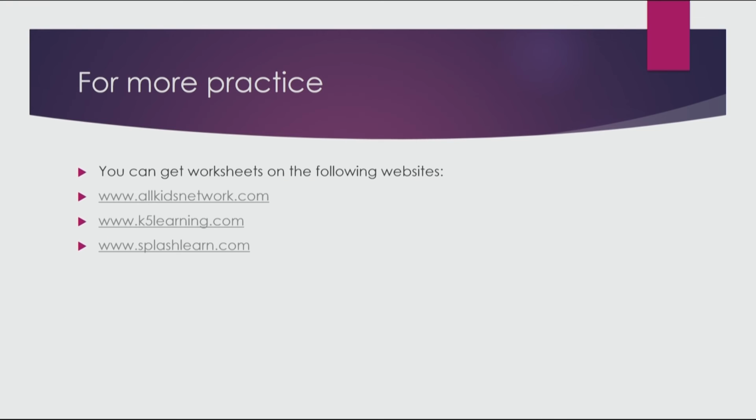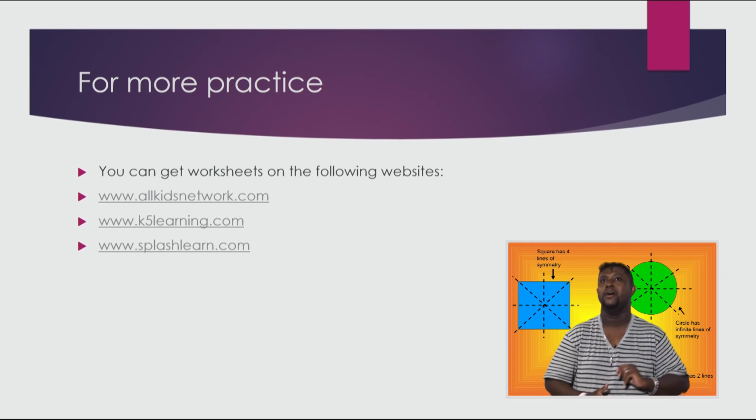So you've learned a lot today about different lines of symmetry. Some of them may be diagonal, some may be horizontal, some may be vertical. And we've learned that some shapes may have more than 1 line of symmetry.